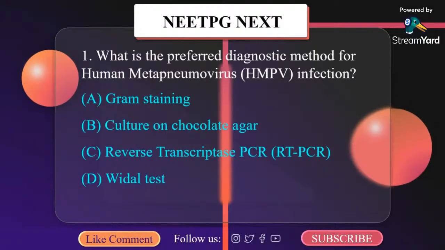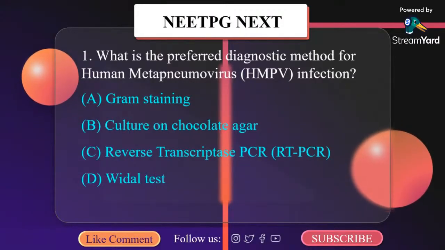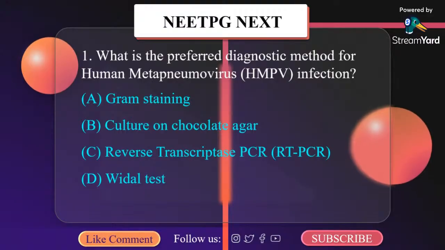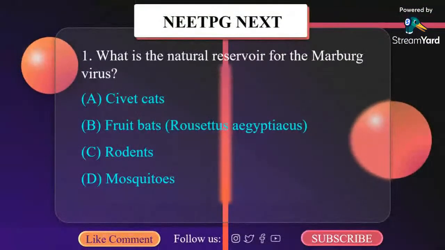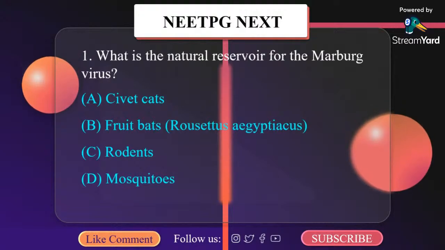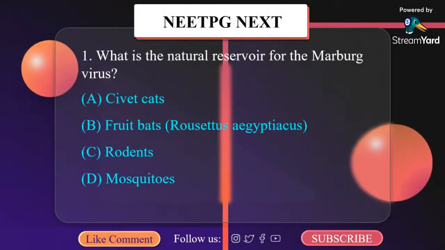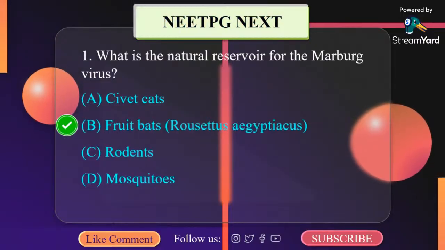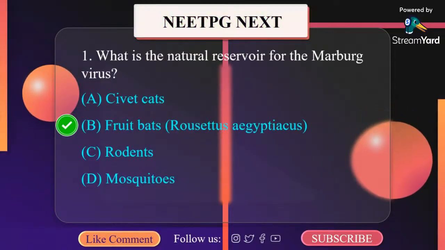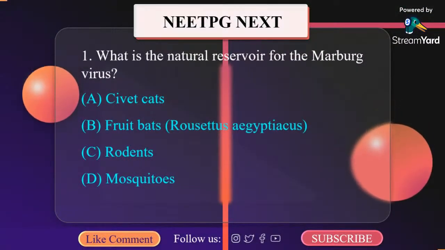What is the preferred diagnostic method for human metapneumovirus infection? A. Gram staining, B. Culture on chocolate agar, C. Reverse transcriptase PCR, D. Widal test. It is reverse transcriptase PCR. What is the natural reservoir of Marburg virus? A. Civet cat, B. Fruit bat, C. Rodent, D. Mosquito. It is fruit bat, Rousettus aegyptiacus. What is the natural reservoir? It is fruit bat.